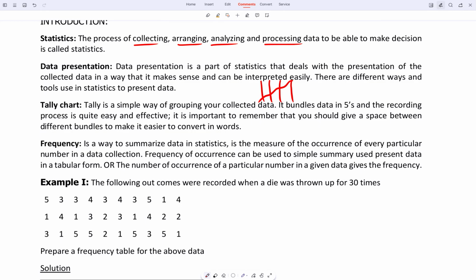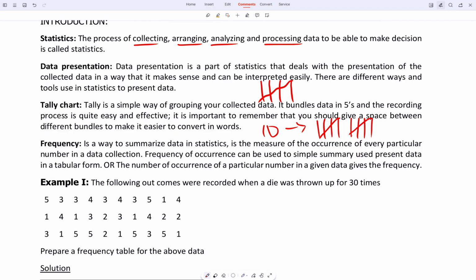So if I want to do 10 for tally now, 10 in tally will be 1, 2, 3, 4, 5, 6, 7, 8, 9, 10. Are you seeing that now? That is tally. Do you understand that now? So it is always in 5s, and the recording is quite easy and effective.